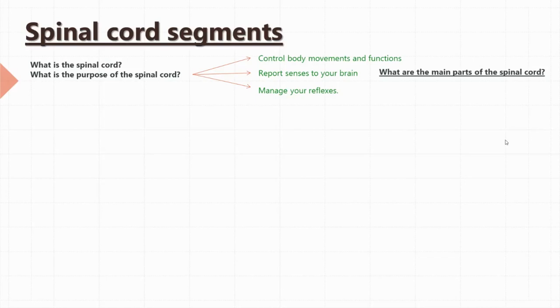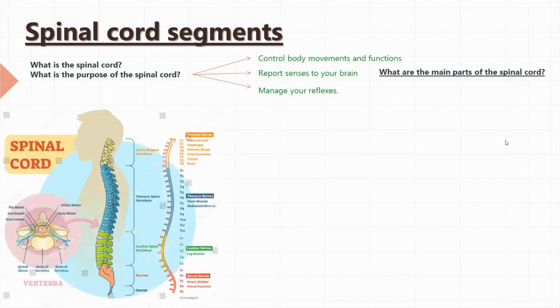And now, what are the main parts of the spinal cord? Now you start getting deeper into your question. You have three main parts: the cervical, the thoracic, and the lumbar. The cervical part is in the neck, the thoracic part is in the chest, and the lumbar part is in the lower back.